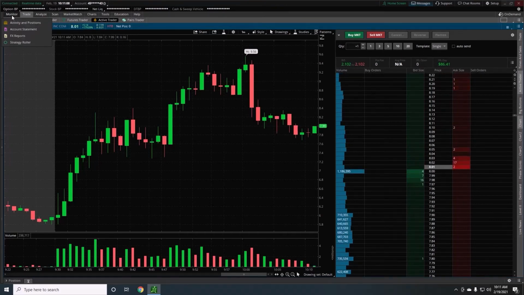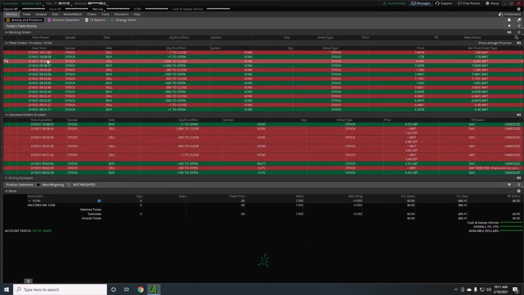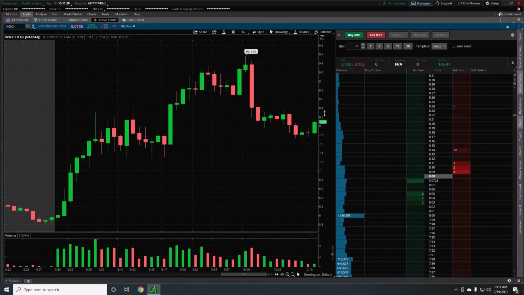I'm going to go over here to the monitor tab. This is just to show you where it came in. So at 10:09, I bought one share at 7.70, and then I sold it at 10:11. I sold the one share at 7.84 for a little over a 14-cent profit. So I made 14 cents in that trade. So this is how you'd be trading.